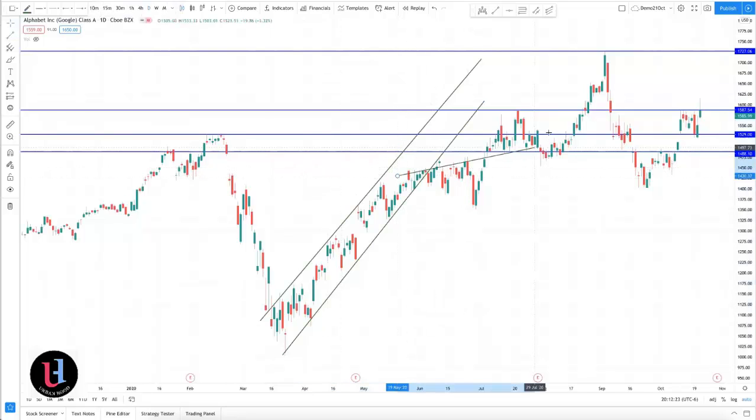So if you see this particular thing here, I'm drawing these lines here. This is like a megaphone pattern. It came out of this channel, it created a megaphone. So it came down, went up, came down, went up, came down. So there are a lot of patterns.